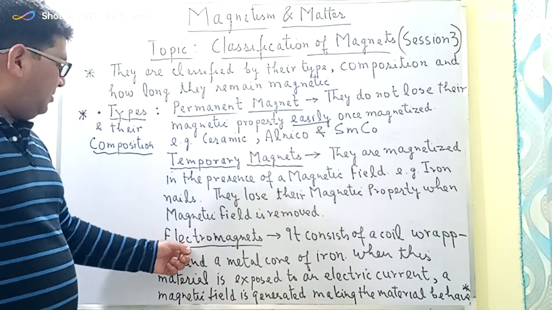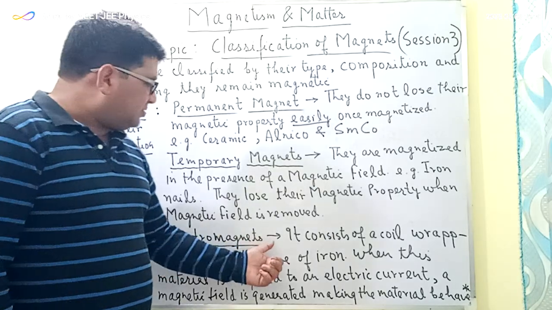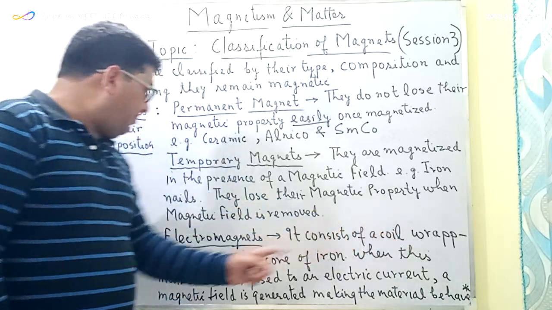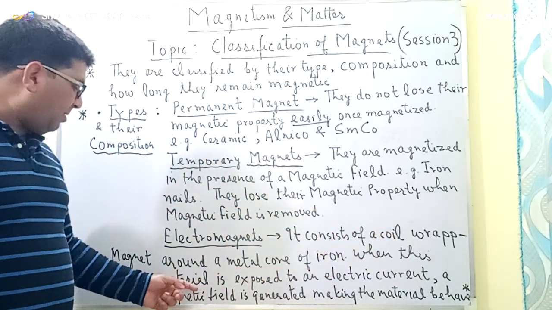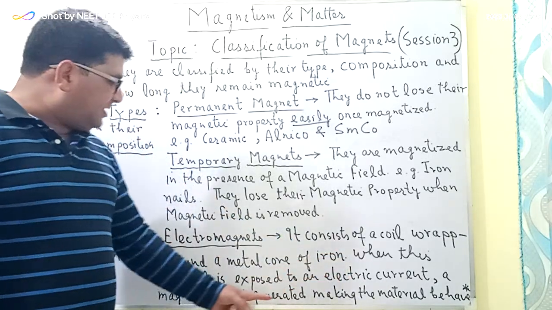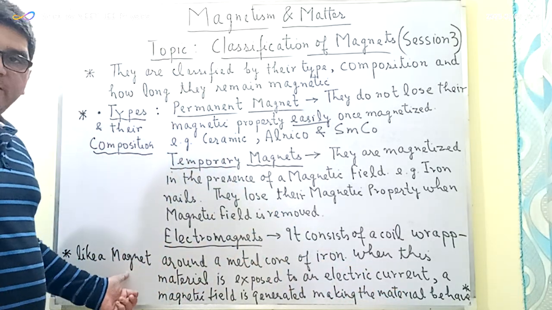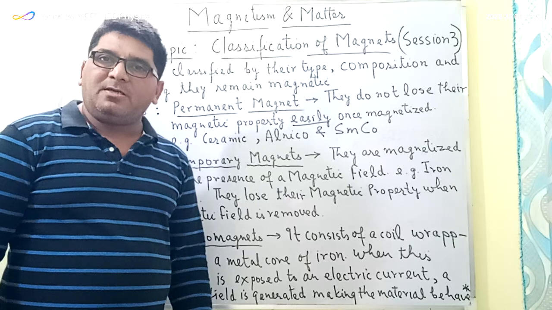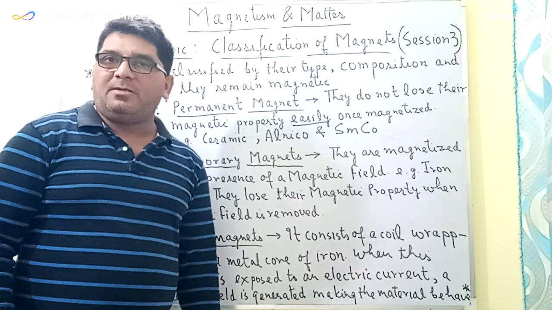The third type of magnet is the electromagnets. The electromagnets are those magnets which consist of a coil of wire wrapped around a metal core of iron. When this material is exposed to an electric current, a magnetic field is generated, making the material behave like a magnet. In this case, the strength of the magnetic field can be varied or regulated by regulating the electric current.